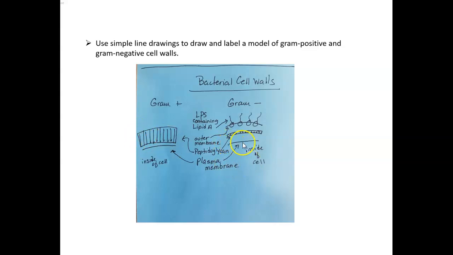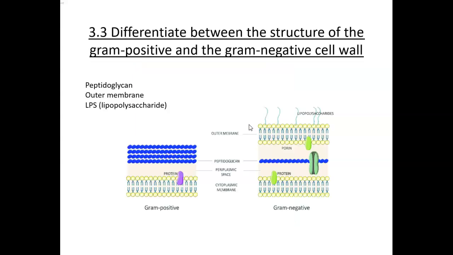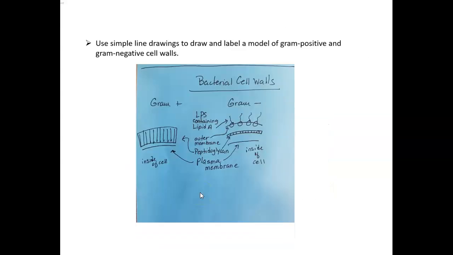Gram-negative cells also have a plasma membrane, but they have a thin layer of peptidoglycan. They have this outer membrane that has this stuff called lipopolysaccharide, this LPS. Okay, so that's what I want you to know about the difference of gram-positive and gram-negative walls as far as structure.